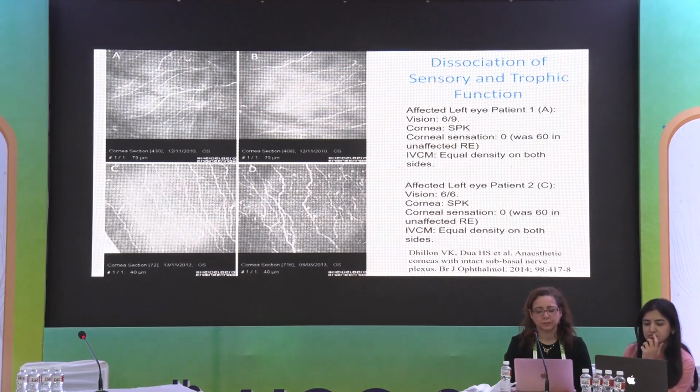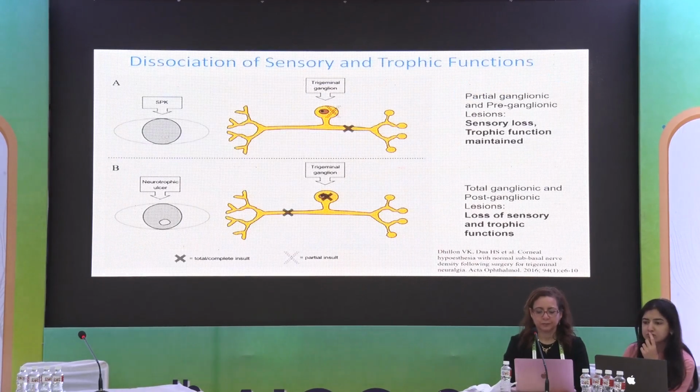What you will also see, again a very important concept to understand, is that there will be patients with a normal, equal kind of distribution in the right and left eyes, but one eye has zero sensation with the Cochet-Bonnet aesthesiometer, and the other eye has normal sensation. So how can that be? The nerves are okay, but no sensation. And the reason is this: if the lesion is posterior to the ganglion, more central to the ganglion, then all the sensations from here will be blocked here. They won't go to the brain, and the patient won't perceive pain.